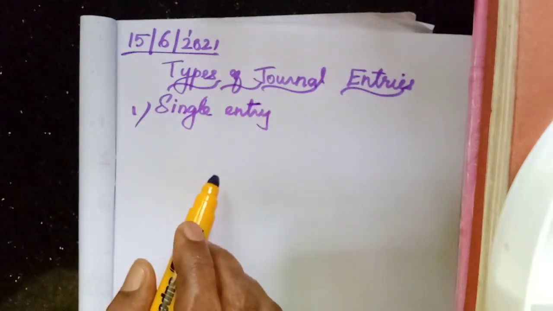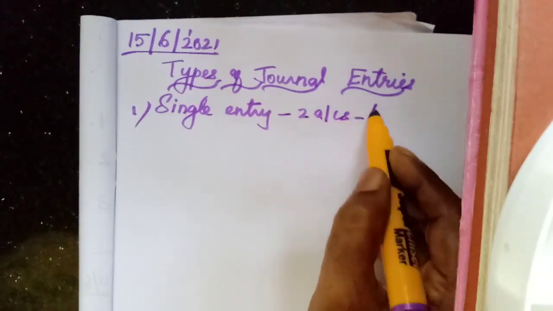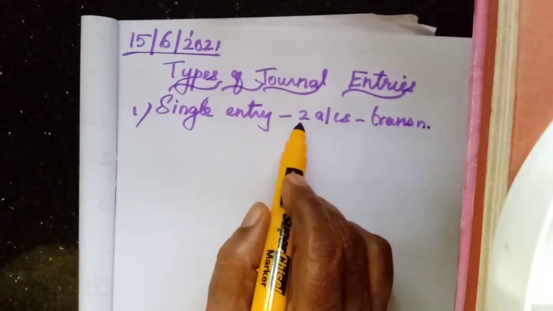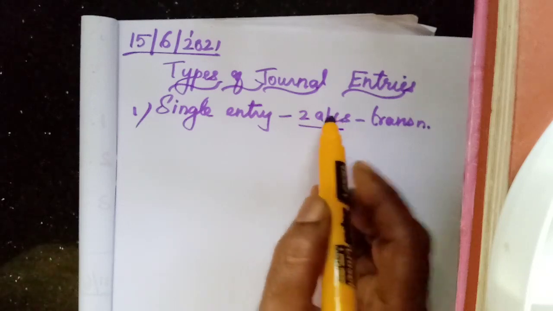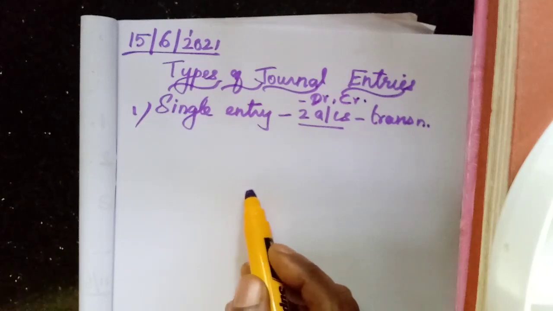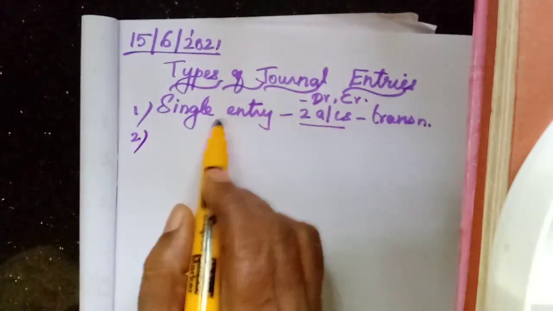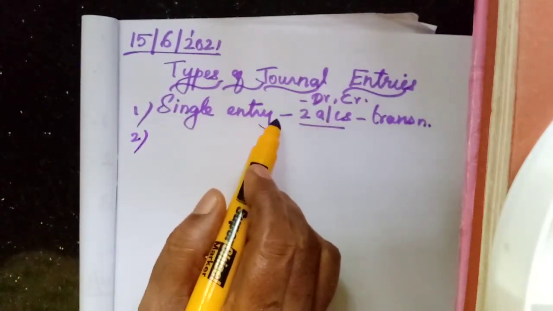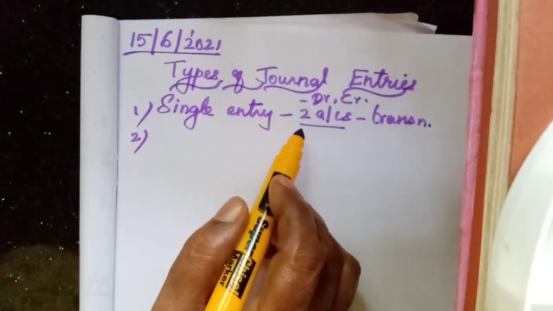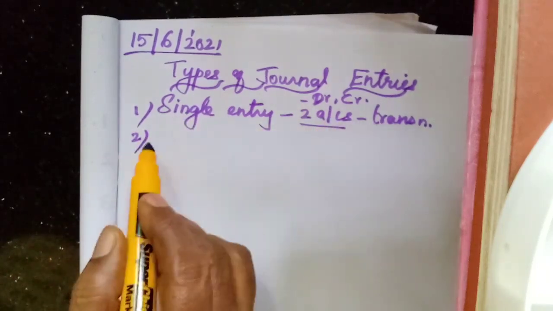What is single entry? Here, only two accounts will be affected for a transaction. For a transaction there will be only two accounts. Either one will be debited, the other will be credited. Only two accounts will be affected. That is single entry. For example, cash account debtor to capital account, that he commenced business with the cash. So only two accounts are involved for a particular transaction.